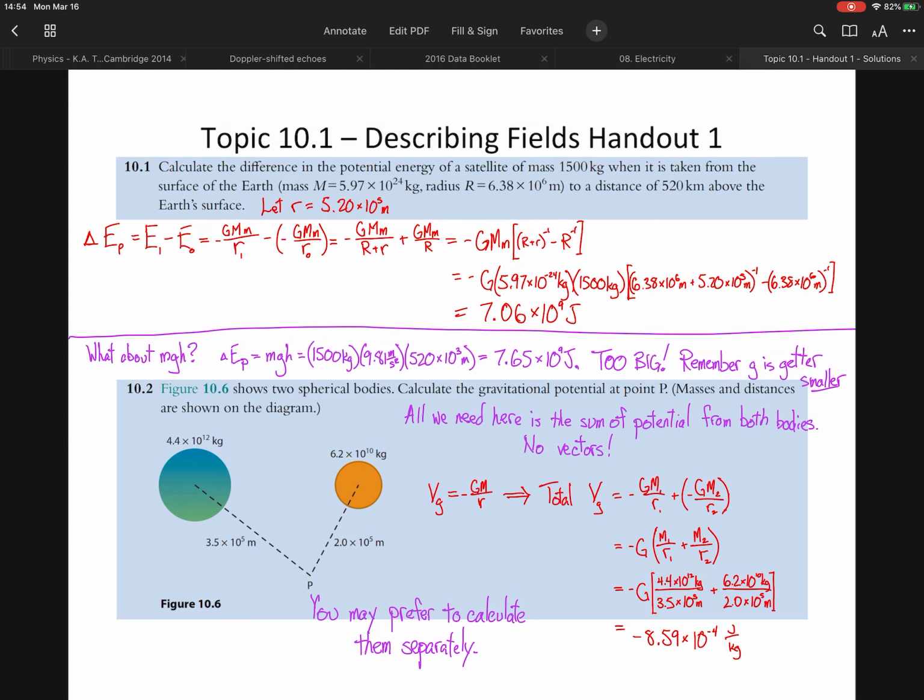Hello everybody. Let's take a look at the solutions for topic 10.1. My methodology may be a little bit different from your book in some cases, or it may be the same.